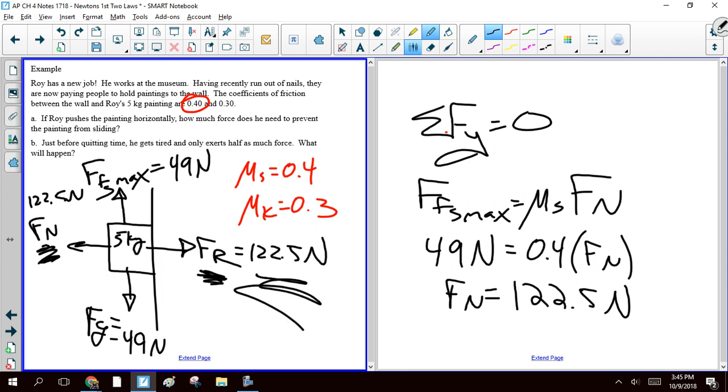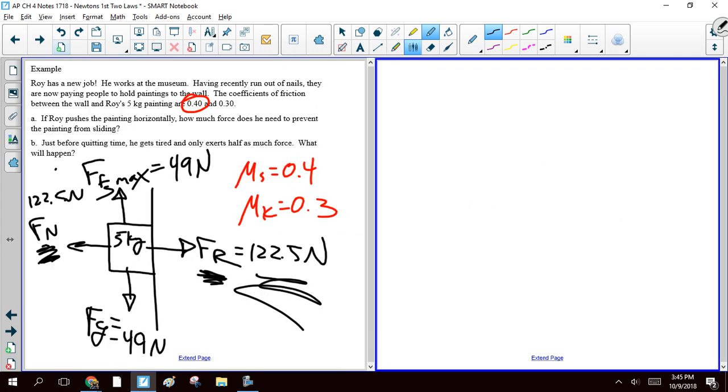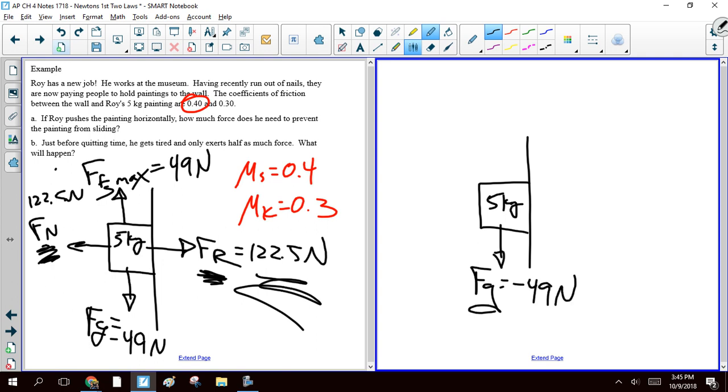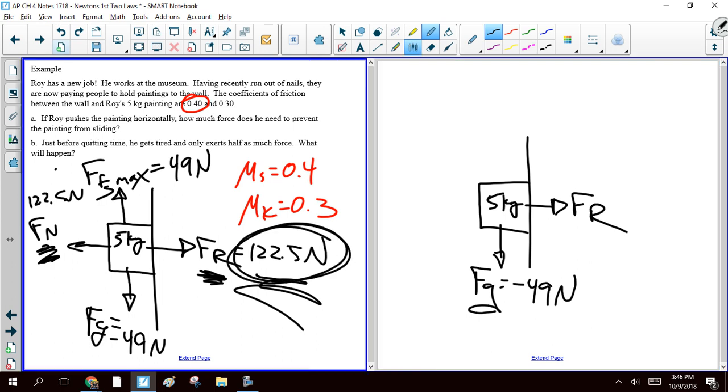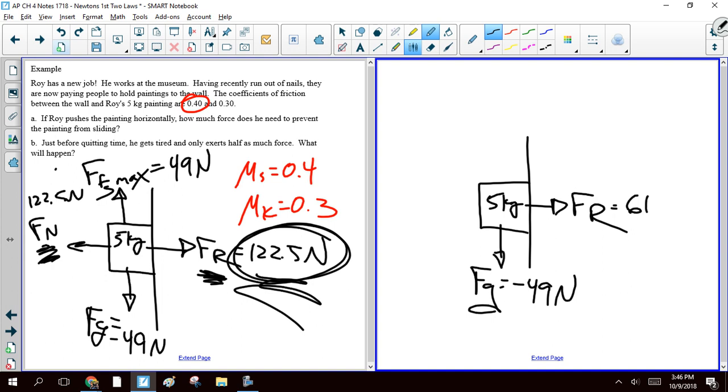Part B says just before quitting time, he gets tired and he only exerts half as much force. Well, let's make a new drawing. Here's our thing. It's still 5 kilograms. Gravity's still going to pull it down with negative 49 newtons. Now, Roy's force is half as much as it was before. So what is that, 61.25? The box isn't going to move to the right, so there must be a normal force pushing back with a force of negative 61.25 newtons.